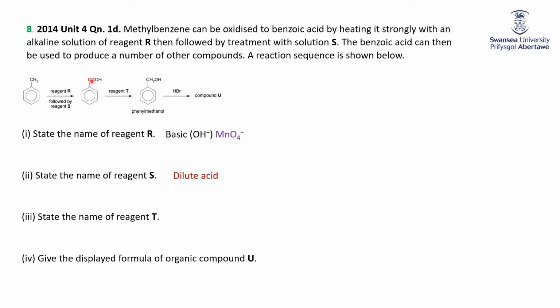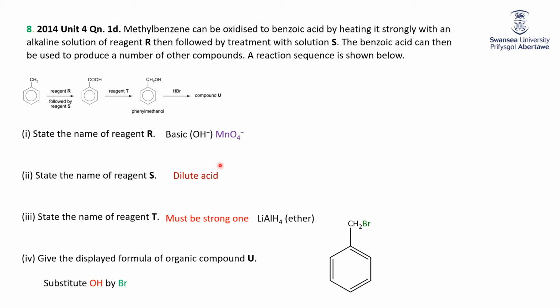Once we've made the acid, we turn it from the benzoic acid to the phenyl methanol, and this is a reduction. Going from the acid to a primary alcohol, in order to reduce an acid, we can't use the weaker NaBH4. We have to use lithium aluminium hydride in ether. And then finally, we're just doing this for fun, because this is not an oxidation that we're about to talk about, going from the phenyl methanol with HBr to compound U. That is just a substitution, substituting the OH by a Br.